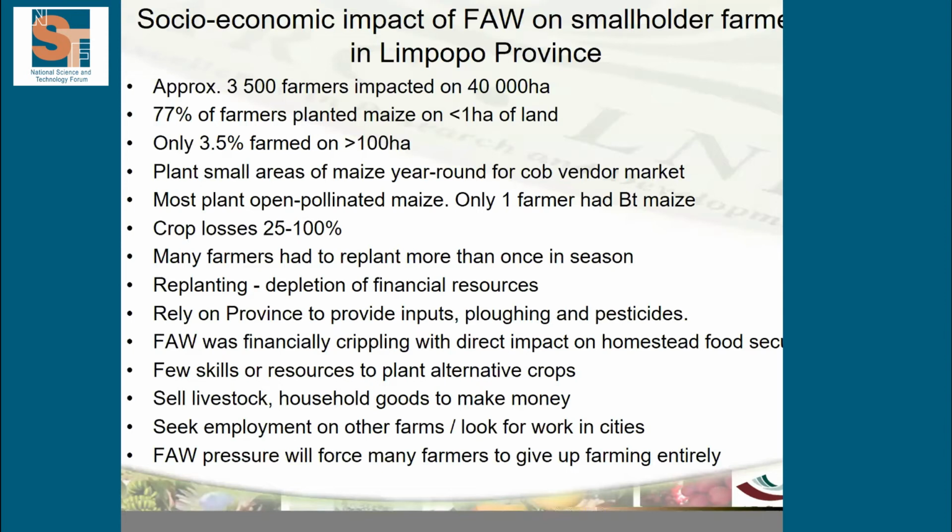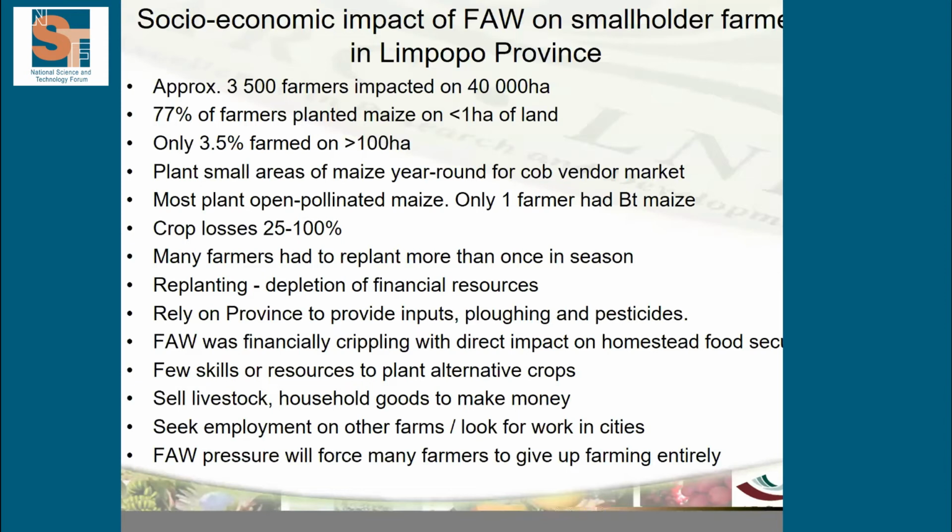In fact, the crop losses are difficult to estimate because to work out proper crop losses, you've got to spend an awful lot of time in the crop. But the estimates were from 25 to 100%. Many farmers had to replant more than once in the season, and this replanting caused a depletion of their resources, obviously. Many farmers relied totally on the province to provide inputs such as seed, the tractors for ploughing. They waited until the department comes and ploughs, and for pesticide handouts.